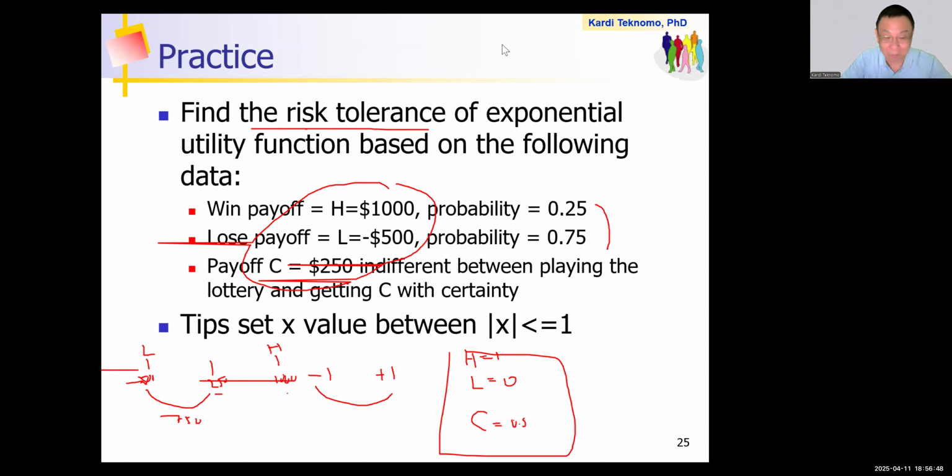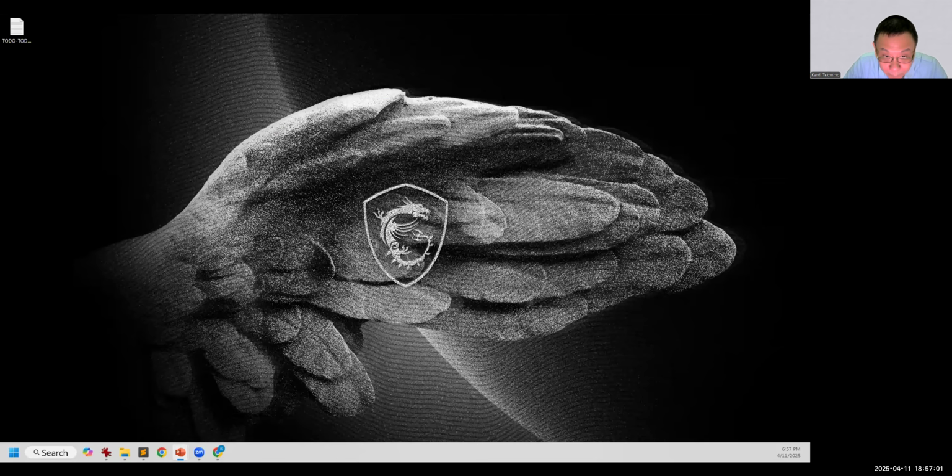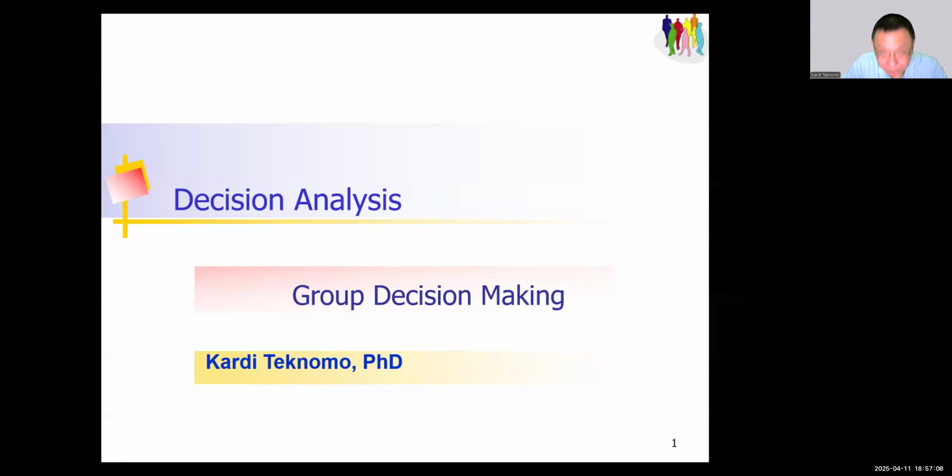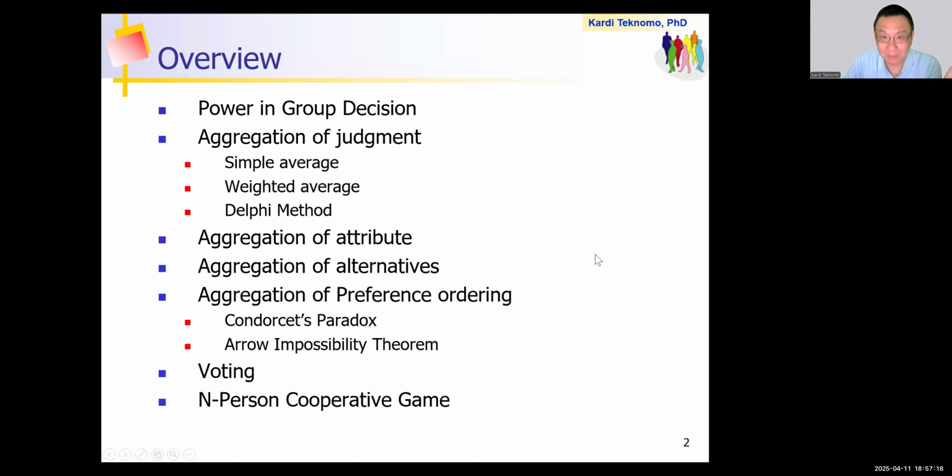This is a very big topic, which is group decision making. This is actually very useful. Close this one and go to the next topic, which is group decision making. We will discuss the power in group decision, and then we will start simple.